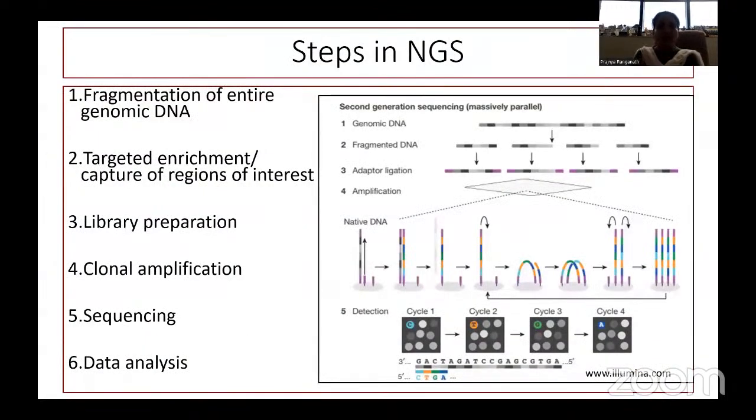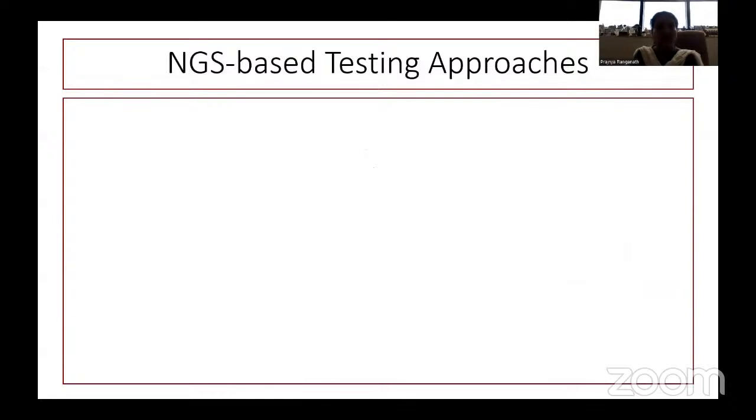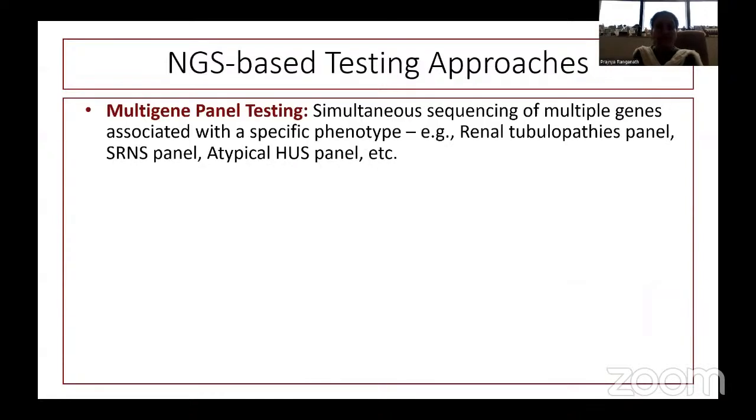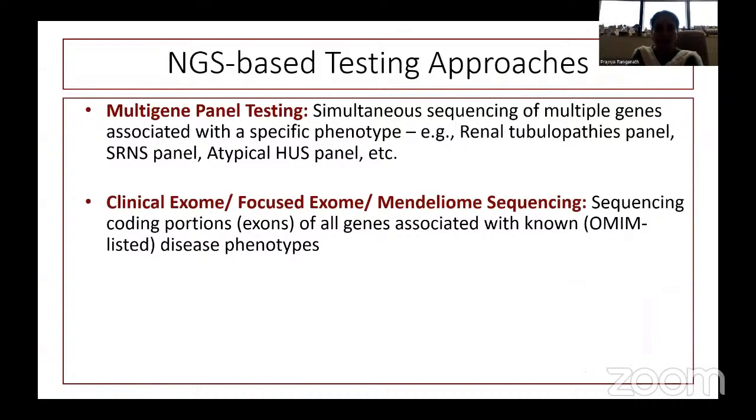So there are various steps involved in NGS, and the main NGS-based testing approaches are multi-gene panel testing, where you can do simultaneous sequencing of multiple genes associated with a specific phenotype. Example, the renal tubulopathies panel, or the SRNS panel, or the atypical HUS panel.